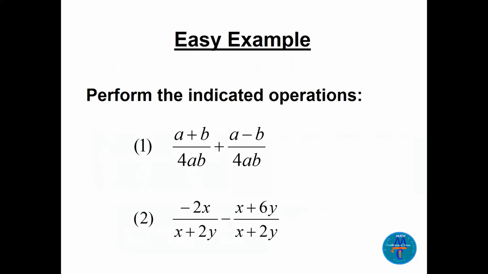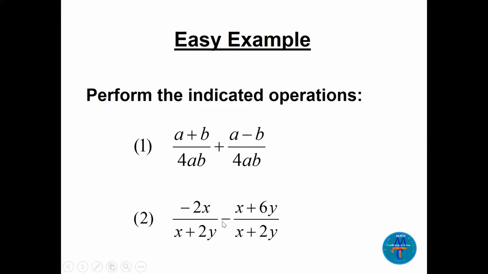Two parts. Easy example: a plus b over 4ab plus a minus b over 4ab. We can see here, this is addition, this is subtraction, where we have the same denominator. Let's take the first one. I think it's so easy to figure out. 4ab is the same, directly you can add. This is the same, directly you can subtract.